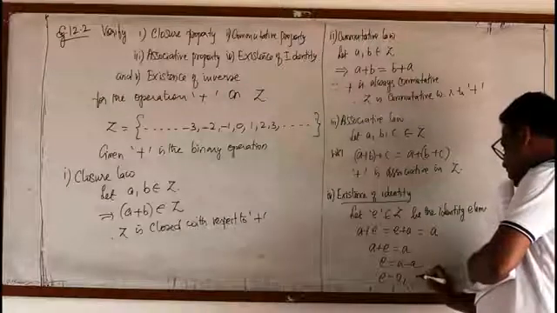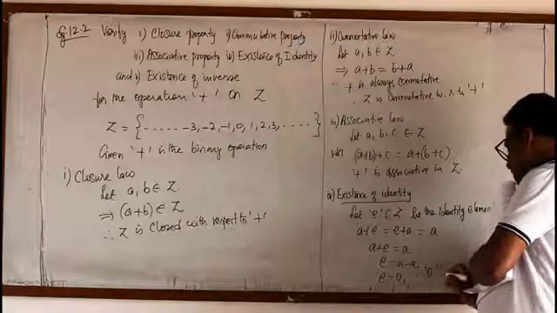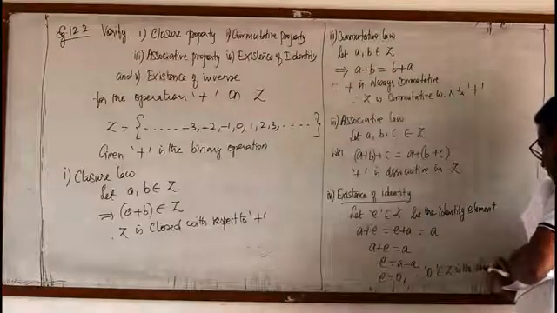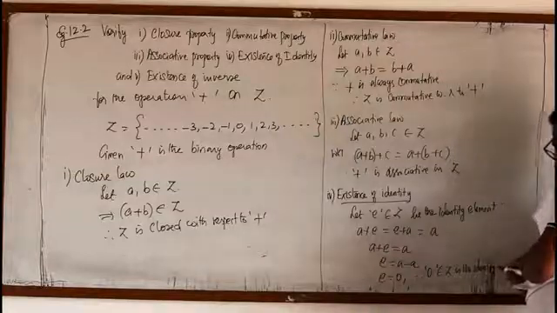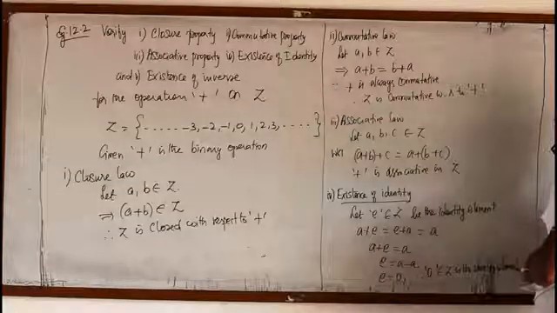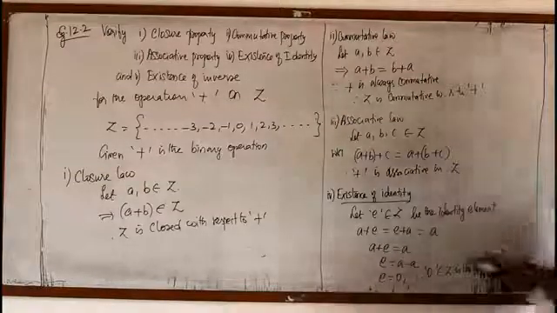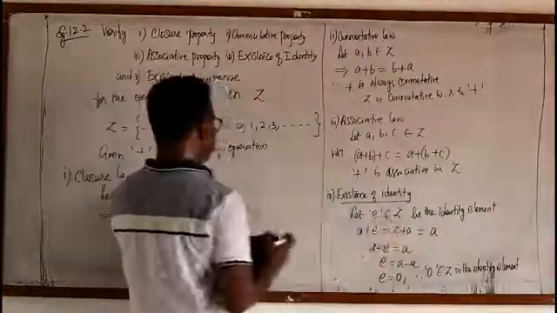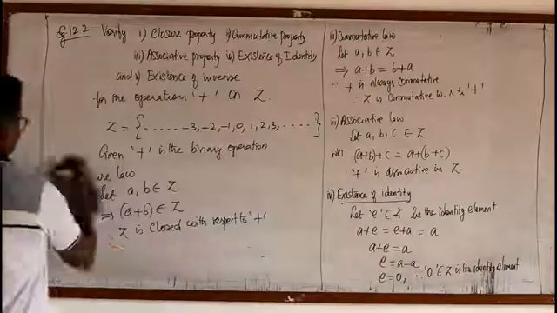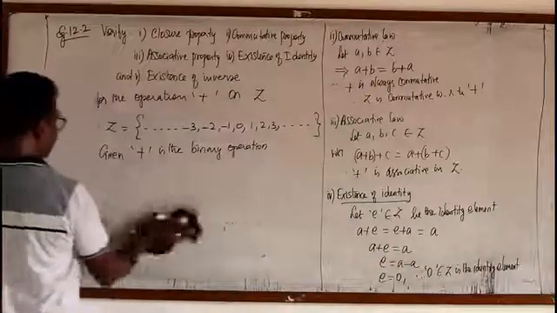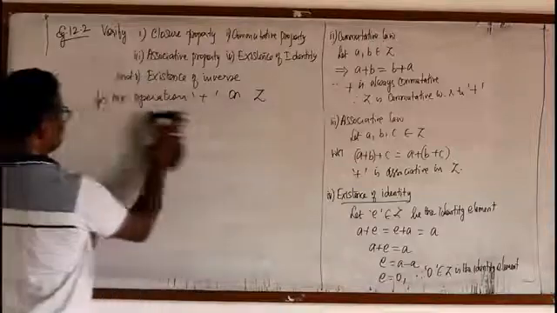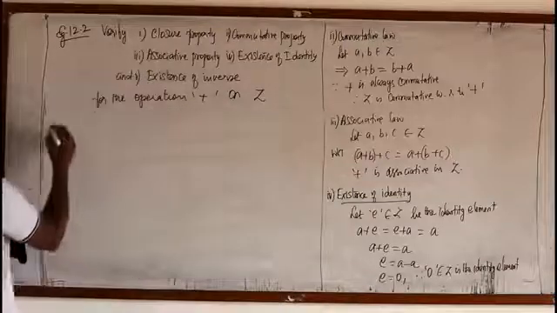Therefore, 0 definitely belongs to Z, is the identity element. So the identity element is 0. So we know already if it is addition, then 0 is the identity element. Similarly, if it is addition, we know negative numbers are the inverse elements.